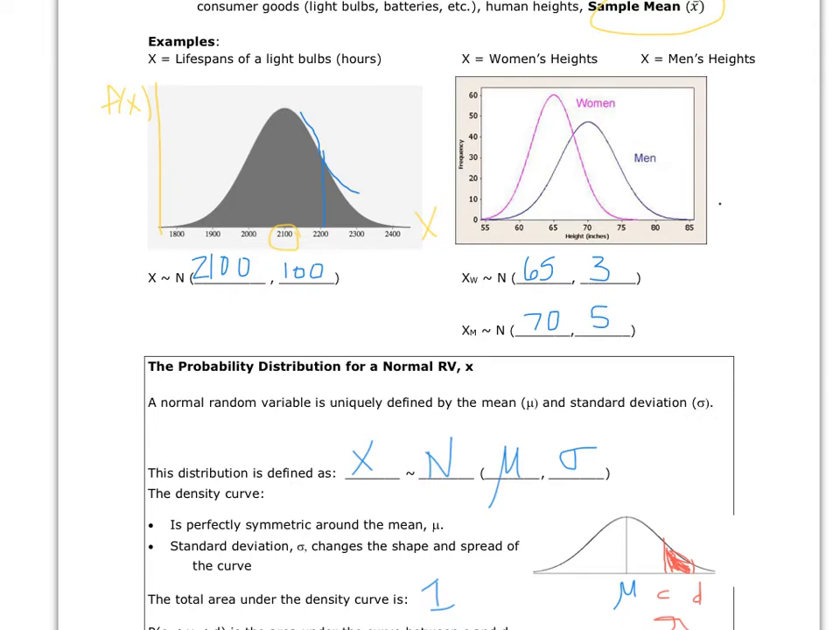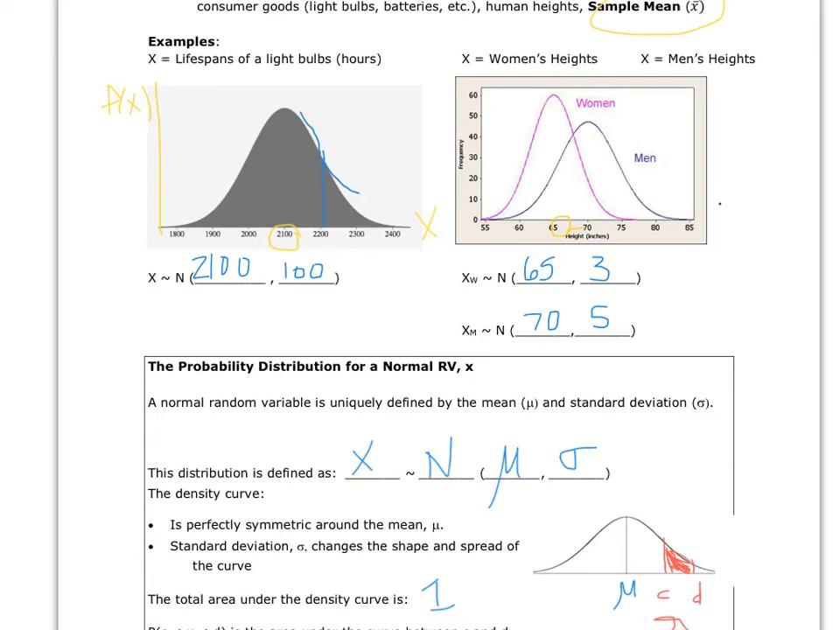But a couple things to notice here is that with the different means, we can see that the placement of the density curve along that x-axis changes, right? Going from the mean of 65 to 70, it shifts the graph to the right. So it's changing the location of the graph along the x-axis. So mean changes location of the density curve. And then if we compare those standard deviations, the women's distribution has a standard deviation of about 3, and we can see it's less spread out than the men's, which has a larger standard deviation.